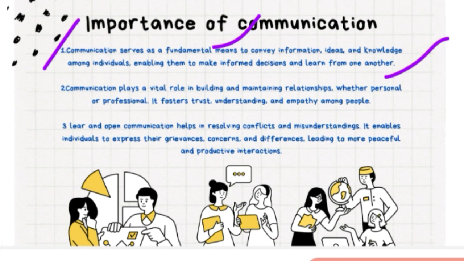The second point is that communication plays a vital role in building and maintaining relationships. Communication means you are making friendship or making contact between two people, whether personal or professional, with your family or with your job colleagues. It fosters trust, understanding and empathy among people. Without communication, building trust and understanding is impossible. So communication plays an important role here.